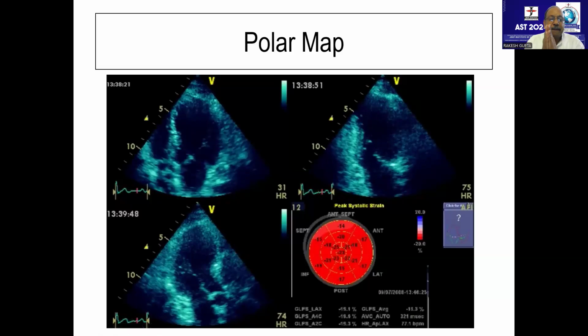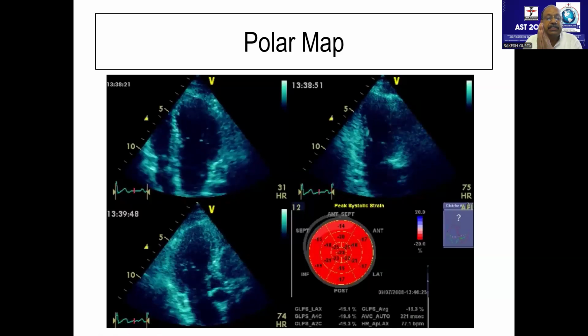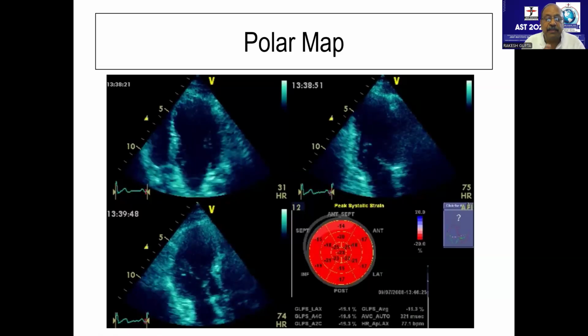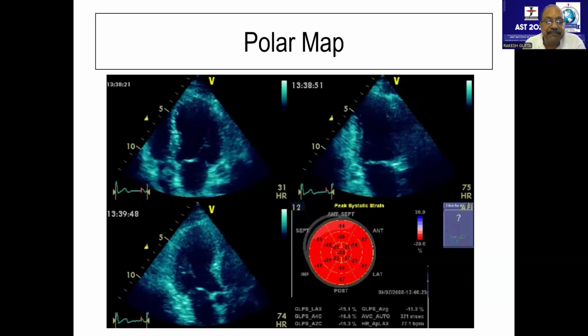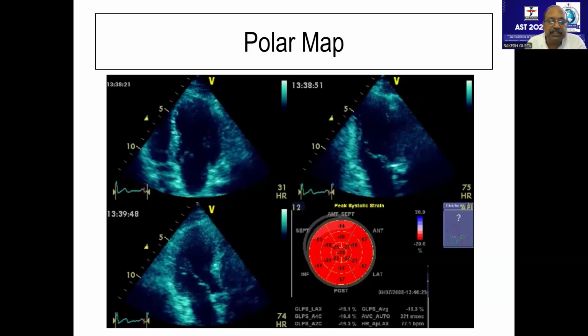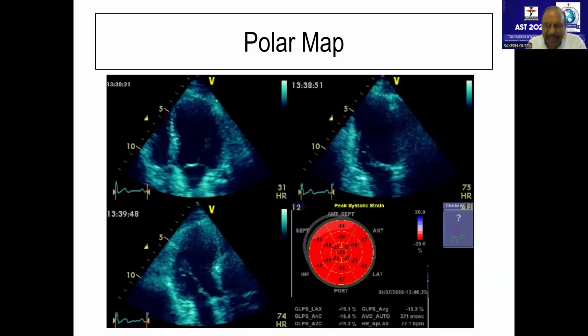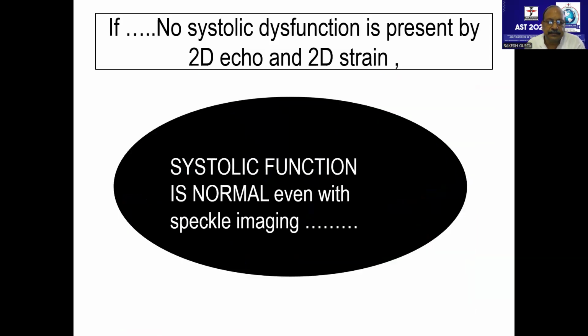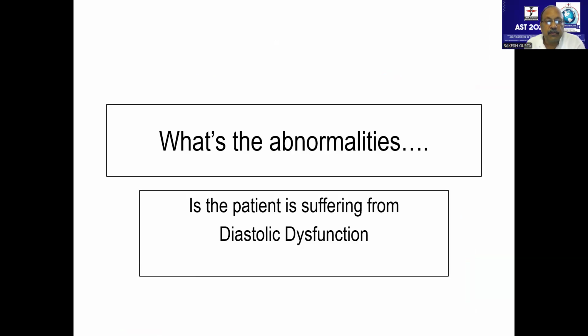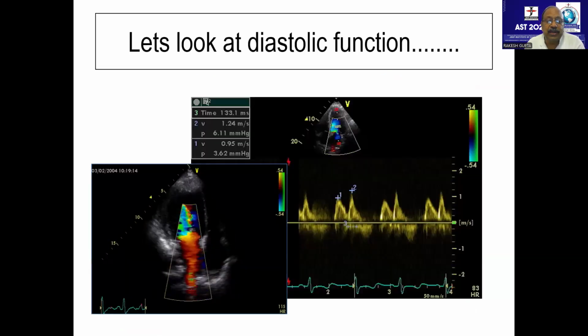It means to say, the patient is hypertensive. The patient has left ventricular hypertrophy, but on top of that, he does not have even evidence of LV systolic dysfunction, which is normal, both by 2-dimensional echo as well as by strain rate imaging. Now, what is the abnormality? And that is the focus of the talk today.